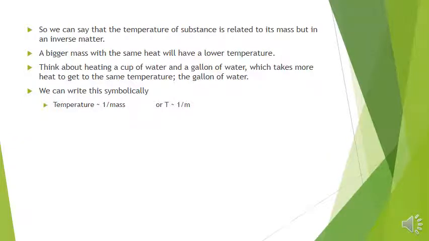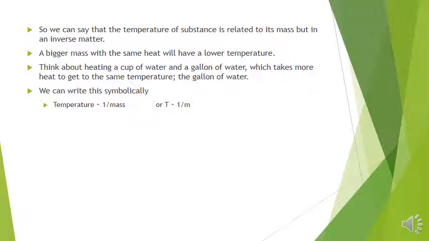So we can say that temperature of a substance is related to its mass, but in an inverse or opposite manner. A bigger mass, with the same amount of heat added as a smaller mass, will have a lower temperature. Think about it. If you heat up a cup of water and a gallon of water with the same amount of heat, to get them to the same temperature, the gallon of water is going to take a lot more. I mean, if you want to heat both of them up to the same temperature, it's going to take more heat to get the gallon of water to that temperature.